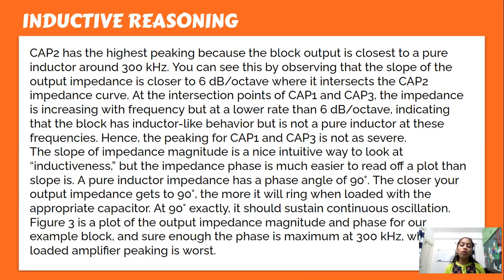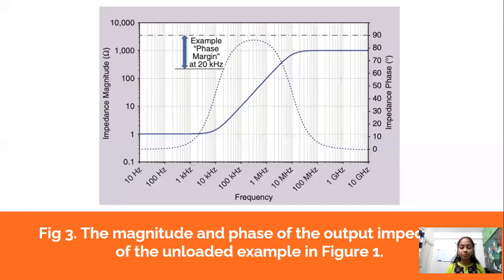Figure 3 is a plot of the output impedance magnitude and phase for our example block, and sure enough the phase is at its maximum at 300 kHz, where the loaded amplifier peaking is worst. Here we can see in figure 3 the magnitude and phase of the output impedance of the unloaded example in figure 1. This is a graph of frequency versus impedance magnitude in ohms.